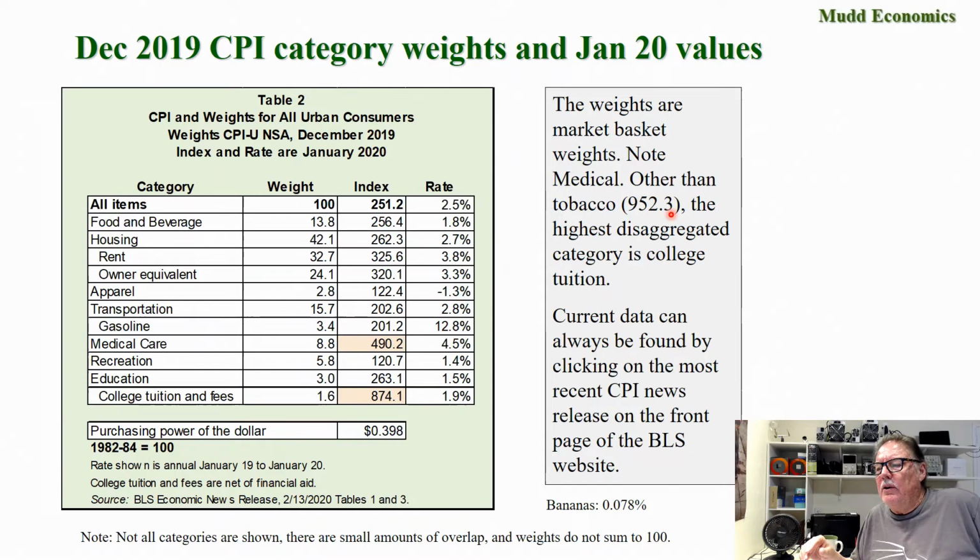You can always find current data by clicking on the most recent CPI news release on the front page of the Bureau of Labor Statistics website. I have down here, just as a note of interest, bananas have a weight of 0.078%. And if you go take a look at the data, you'll see it's really disaggregated into things like breakfast cereals, different kinds, and every kind of fruit imaginable, peaches and bananas and lettuce and celery and so forth.